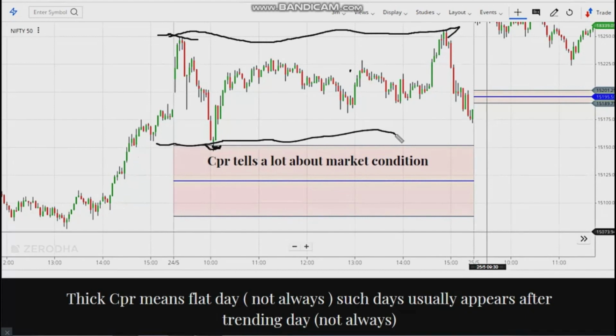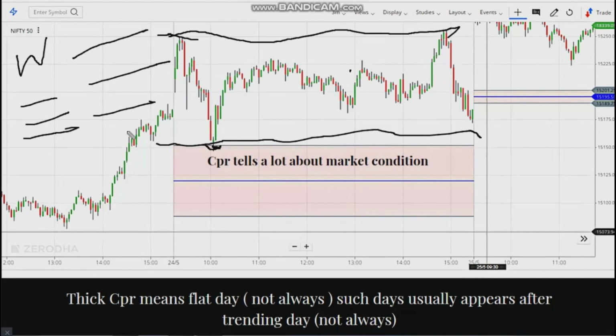Keeping our analysis intact, we will take this as a flat day, and whenever we see a wide CPR or a wider CPR, sometimes you call this a wide CPR, and sometimes you will see this size CPR also, and sometimes you will see an exceptionally moderate CPR, but it is wider than normal days. So the bigger the width, the stronger the probability that it will be a sideways market. Thick CPR means flat day.